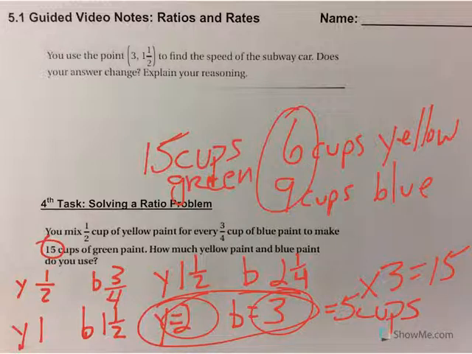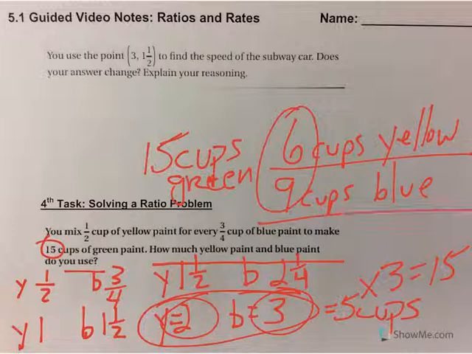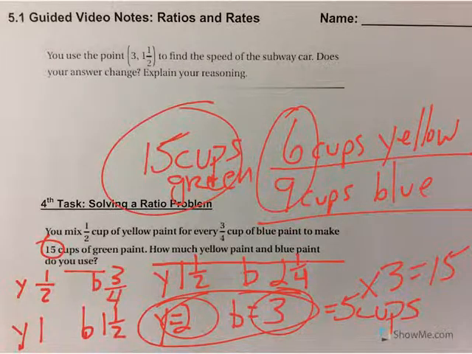You can continue counting, adding 1/2 to the 2 to get 2 1/2, adding 3/4 to the 3 to get 3 3/4. But once you see the pattern, then you can just break from it and find your answer. So our answer says, how much yellow paint and blue paint do you use? You use 6 cups of yellow and 9 cups of blue to make the 15 cups of green.